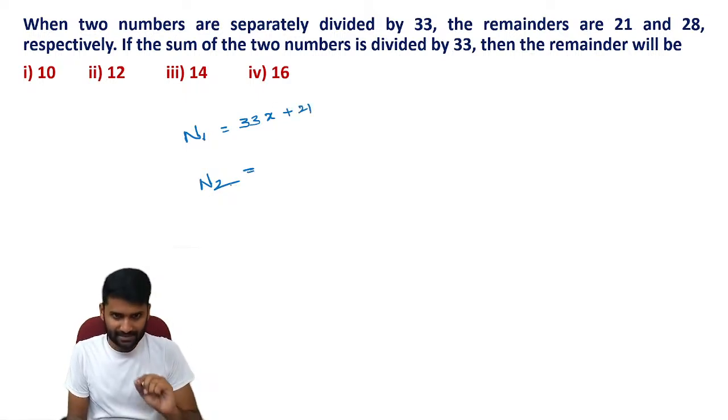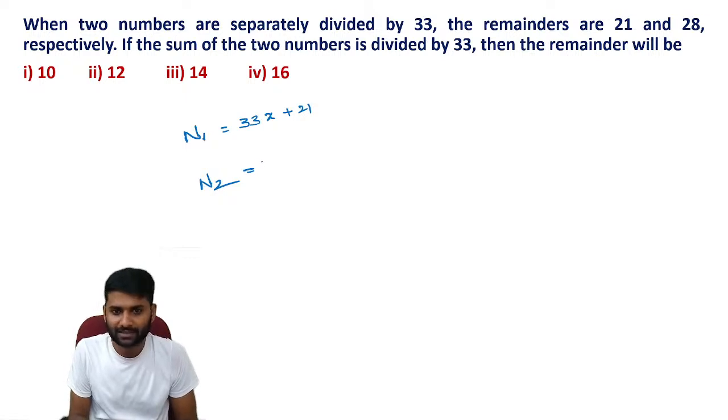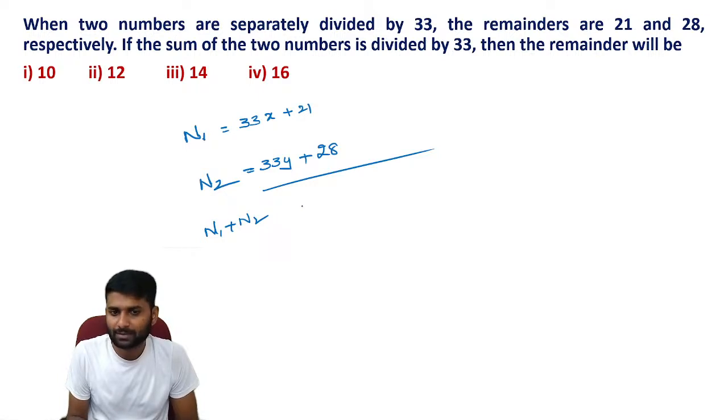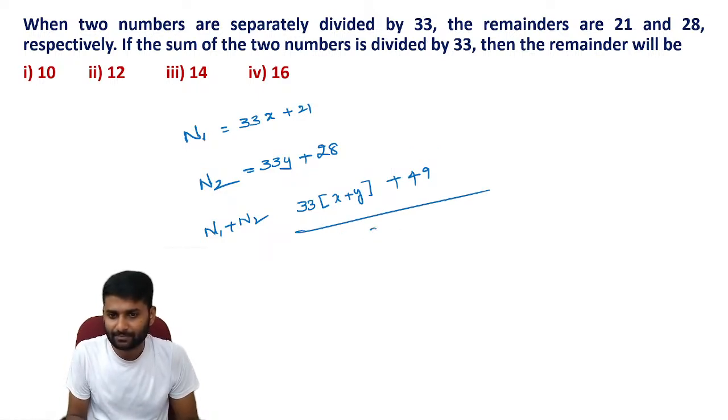In the same way, there is another number we are dividing by 33, so again you have to consider a different quotient. If n2 is divided by 33, it leaves the remainder 28. Now the question: if the sum of the two numbers is divided by 33, what is the remainder? For the sum, 33 is common, so you get 33 times x plus y, and 21 plus 28 is equal to 49. Now we are going to divide this entire sum by 33.